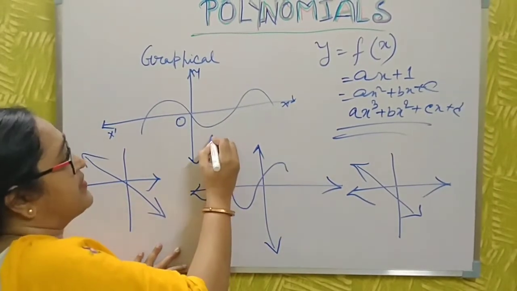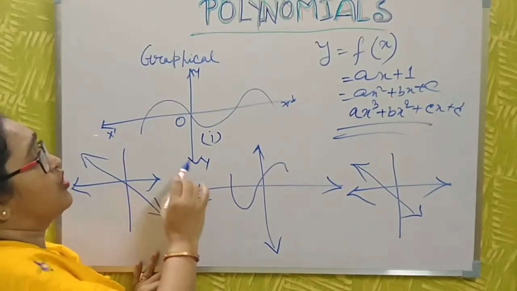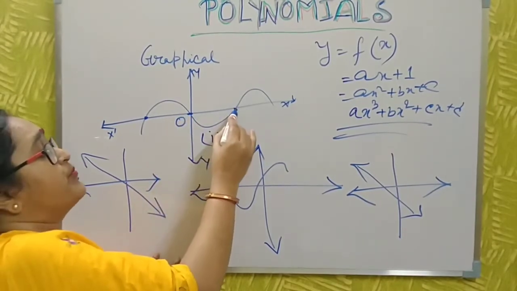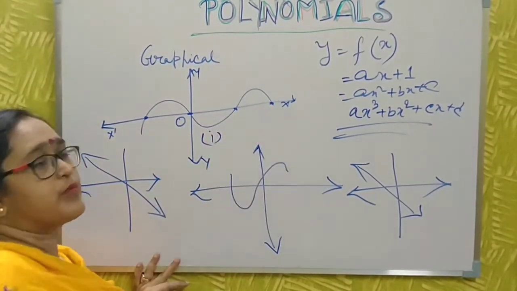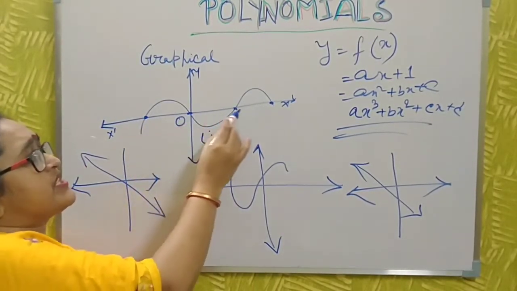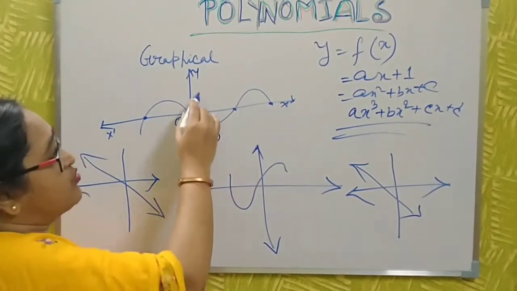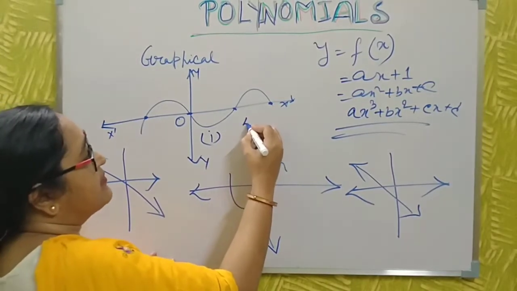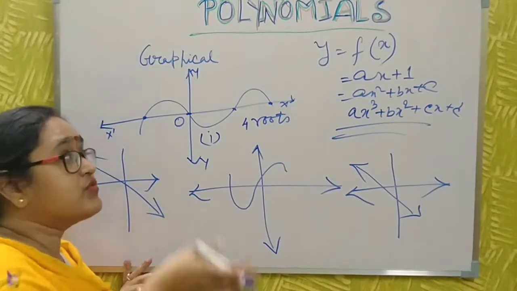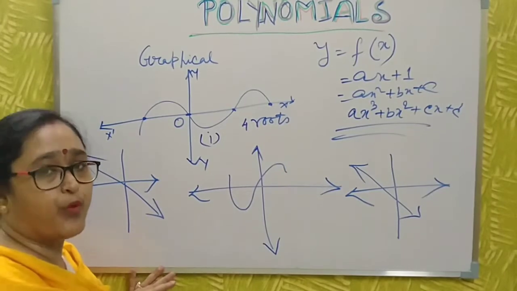For the first graph, the roots of the polynomial are the points where the graph touches the x-axis. Understood? Now, the first graph touches the x-axis at how many points? 4 points. Then the polynomial has 4 roots. Just look at the graph and find how many roots the polynomial has.